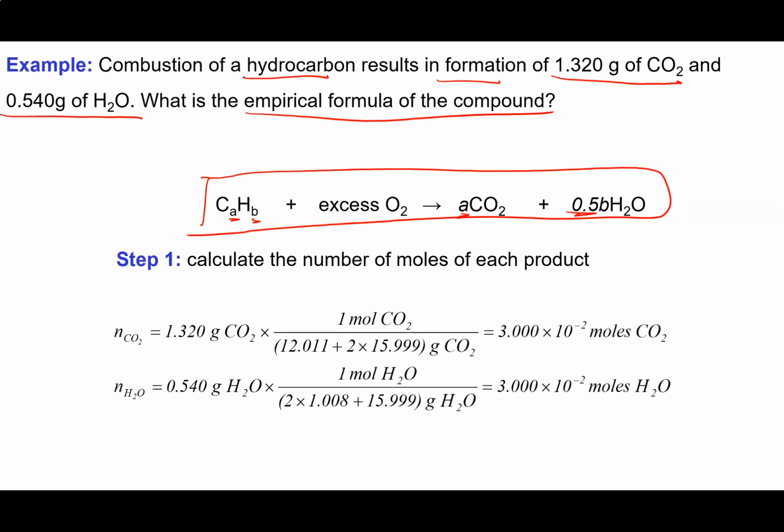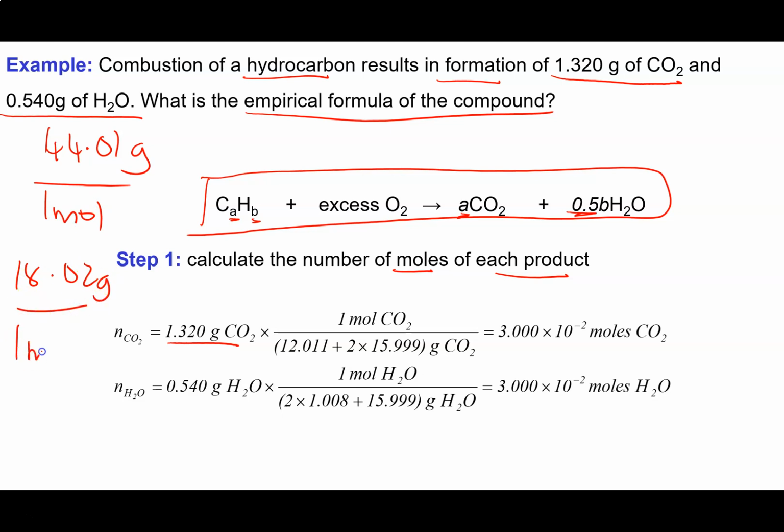So the first thing I'm going to do is calculate the number of moles of each of the two products, i.e. the CO2 and the water. So how do I do that? Well, I just take the mass in grams and multiply that by 1 on the molar mass. You'll probably remember pretty quickly that the molar mass for CO2 is 44.01 grams per 1 mole, and the molar mass for water is 18.02 grams per 1 mole. I doubt you're going to be calculating these every time.